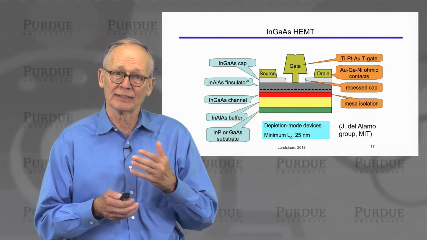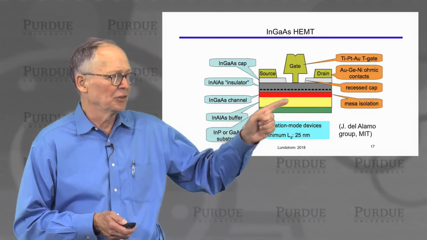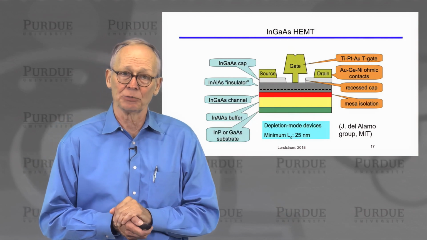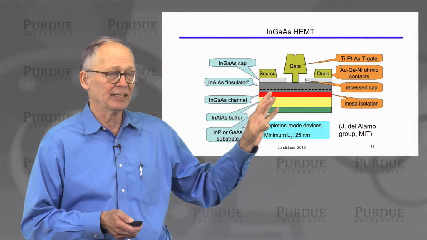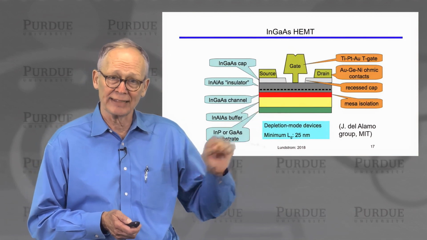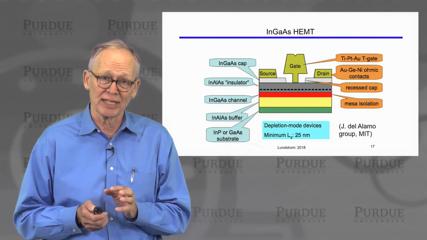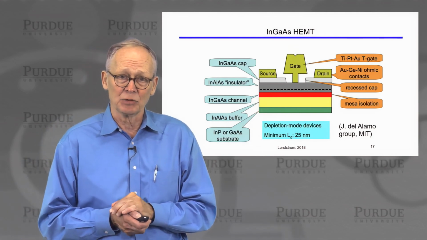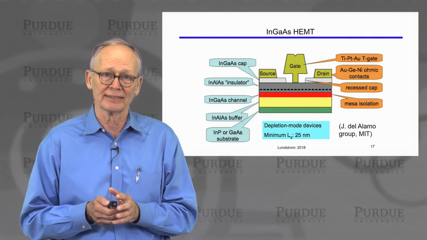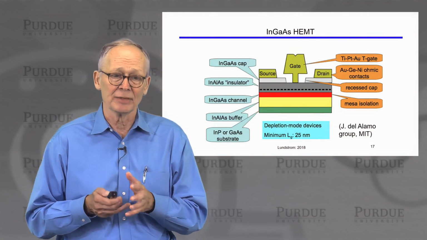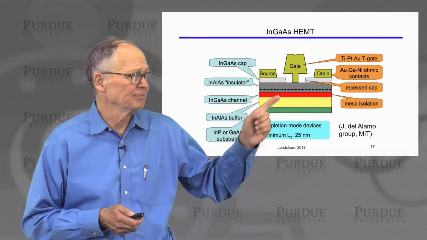Indium gallium arsenide is a wider bandgap layer. The red layer here is the smaller bandgap channel. Might be indium gallium arsenide, has a smaller bandgap. The more indium we put in the channel, the higher the mobilities would be. So the highest performance devices now have very indium-rich InGaAs channels.